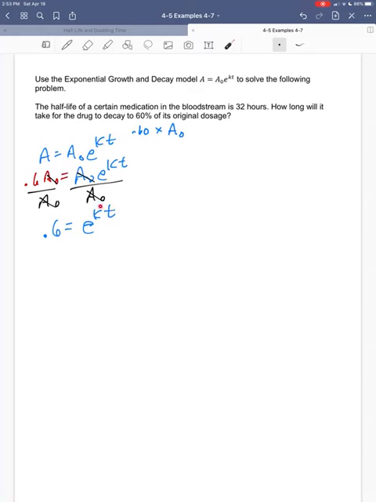The problem is I have two variables here, k and t. So I'm going to need another equation to figure out what k is somehow. What I haven't used is information about the half-life. So if I look at this model again, and I think about the half-life, to figure out k, I want the amount present to be half of what it originally was. So 0.5 A sub 0.